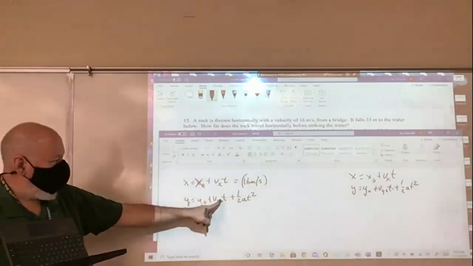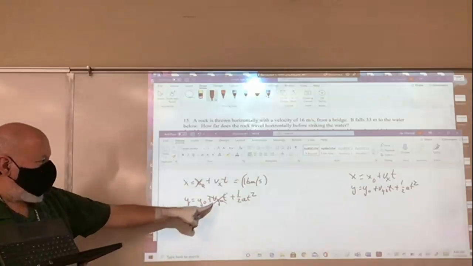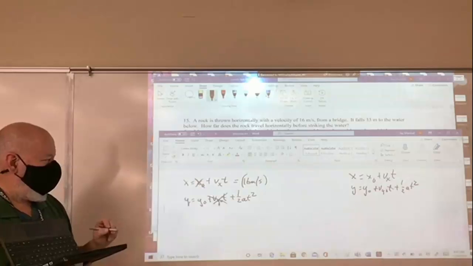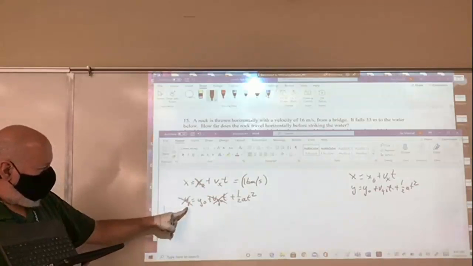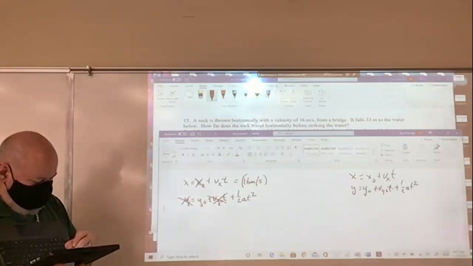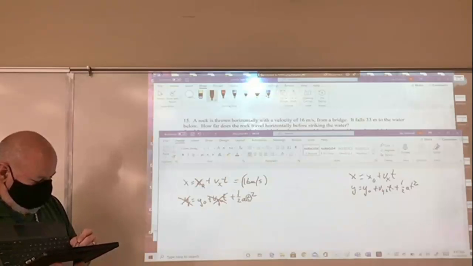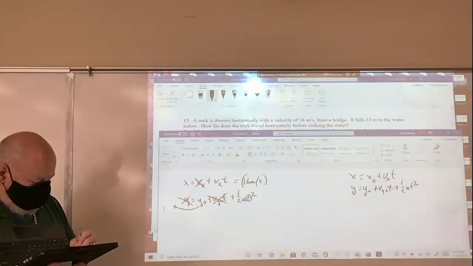And I know that this term drops out because I don't have a y velocity. It's 0. 0 times time is 0. And I know that my final y position is 0. And I want time. So to get time by itself, I'm going to subtract y0 from both sides of the equation.